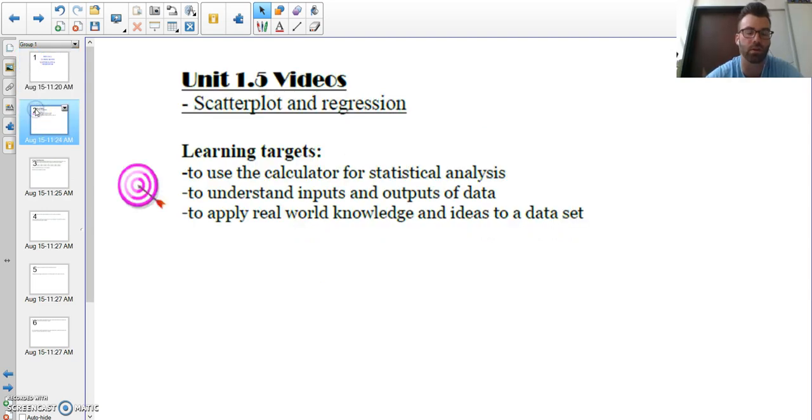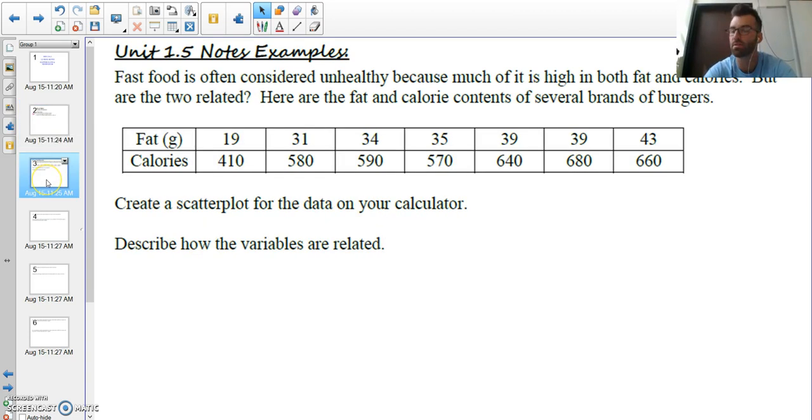Our learning targets for today: we're going to use a calculator for statistical analysis, understand inputs and outputs of data, and apply real world knowledge and ideas to a data set. We're going to look at this fast food example. We're going to input this data set into our calculators to calculate our regression line and see how the variables are related, using the scatter plot.